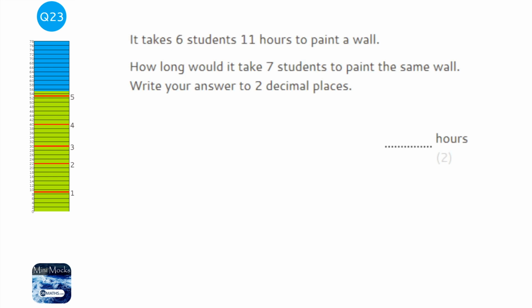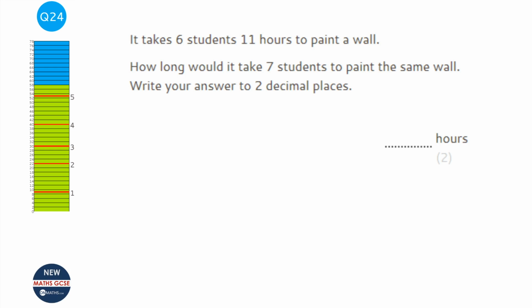Now, this seems like a really easy question where you just do 11 divided by 6 and times by 7. The problem is that it basically means if we add a student, it takes longer. One looks at this question and thinks it's direct proportion. It's not. It's inverse proportion.